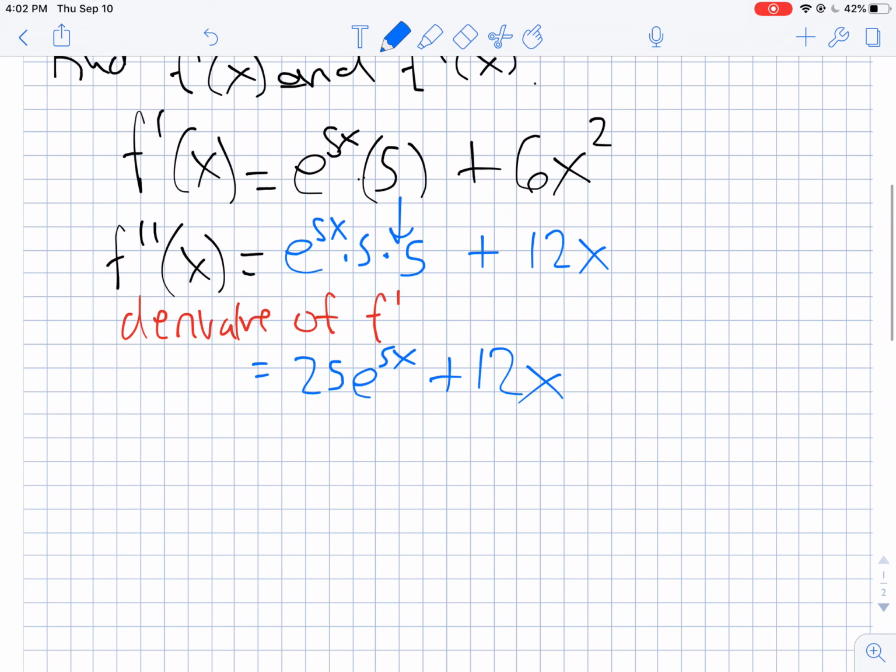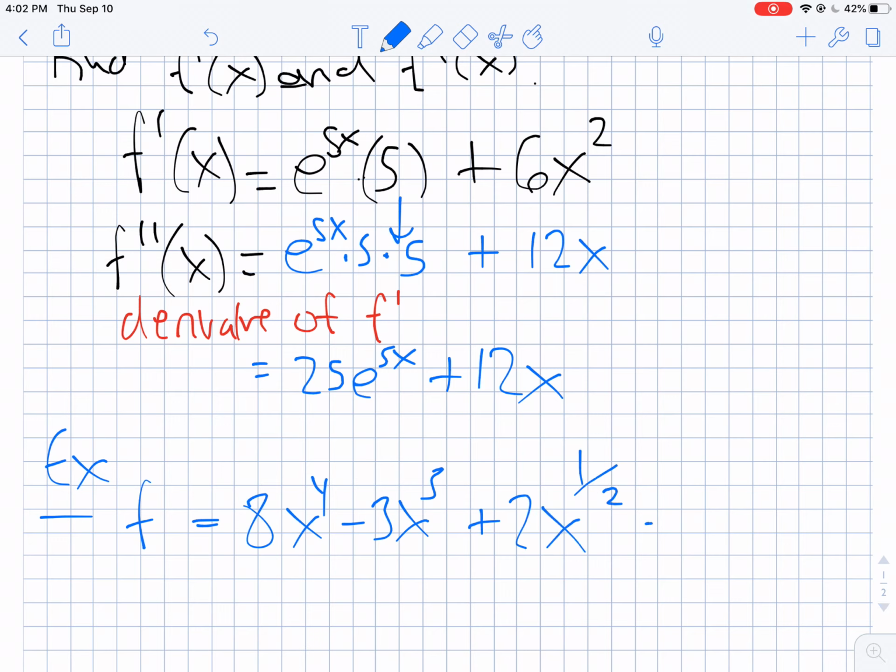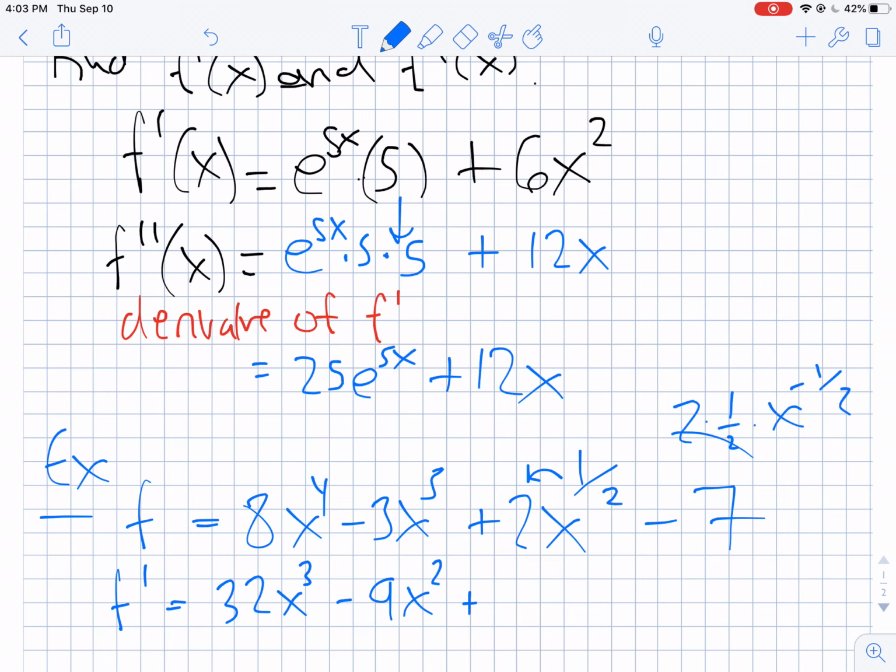So similarly, we could see if we try one that is just a polynomial, it gets easier, right? So if f is like 8x to the 4 minus 3x cubed plus 2x to the 1/2, the more derivatives you take, the more the powers get smaller. So your first derivative here is just going to be, okay, 32x cubed, and then minus 9x squared. And here the 1/2 comes down, so 2 times a half is just 1, because it's like 2 times 1/2 times x to the negative 1/2.